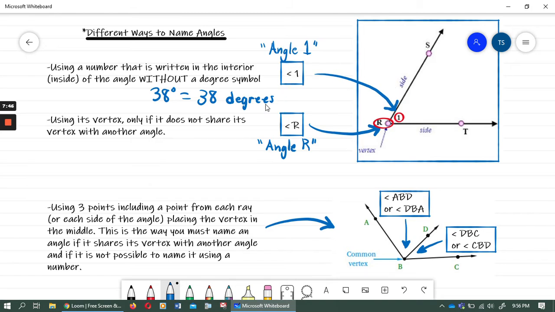Guys, I'm going to erase this whole 38 degrees thingy, but I just wanted to make sure that you got that. If you're going to use a number that's on the inside of an angle, make sure it does not have a degree symbol. All right, without a degree symbol.